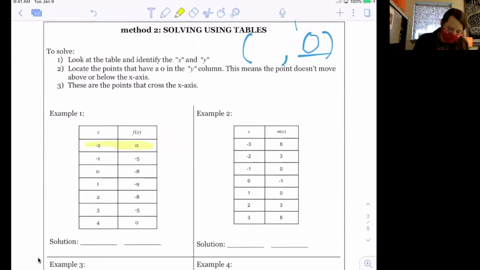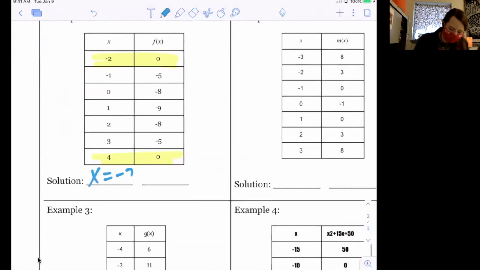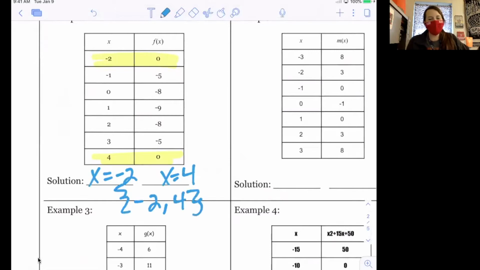So in example 1, I've got -2, 0 and 4, 0. So we could say our solution is X equals -2, X equals 4. We could write that as curvy brackets with a -2 and a 4. You could write it as the ordered pair, -2, 0, 4, 0.